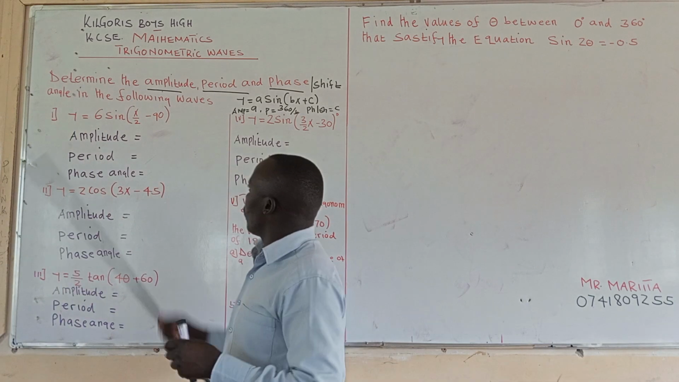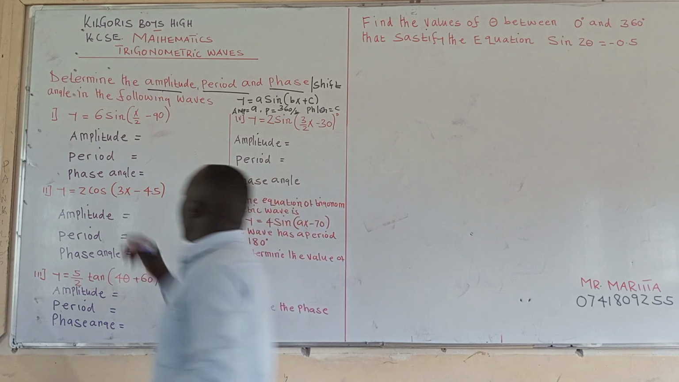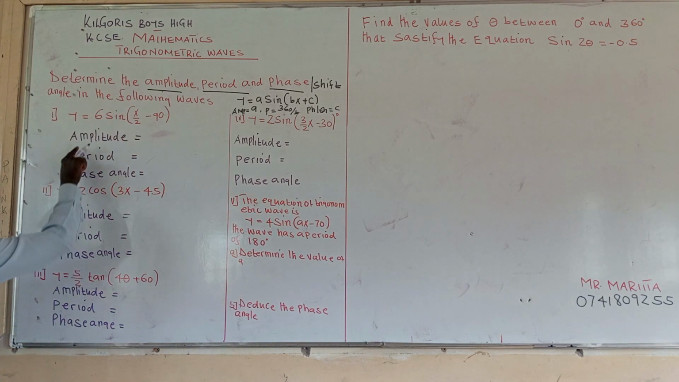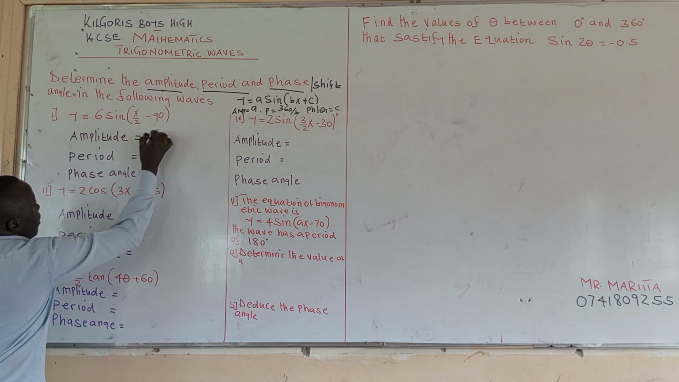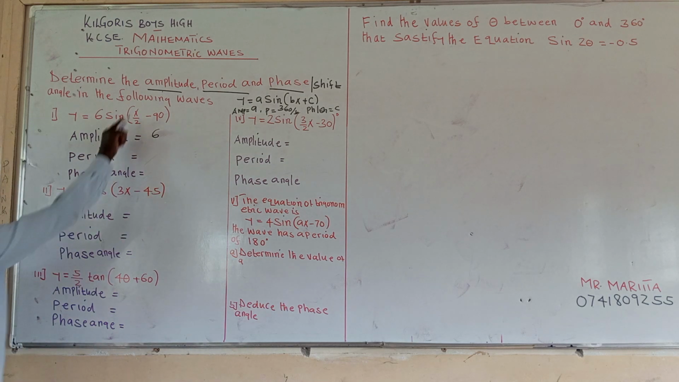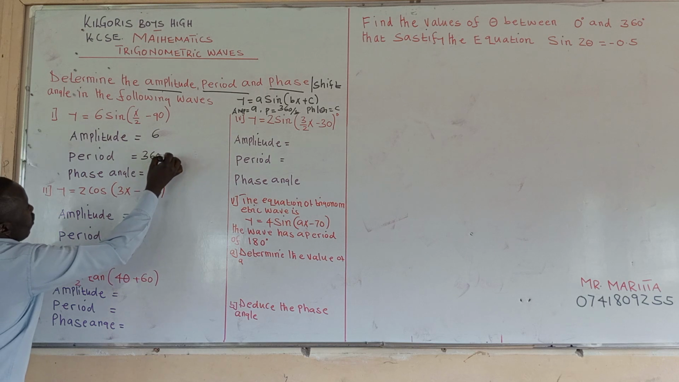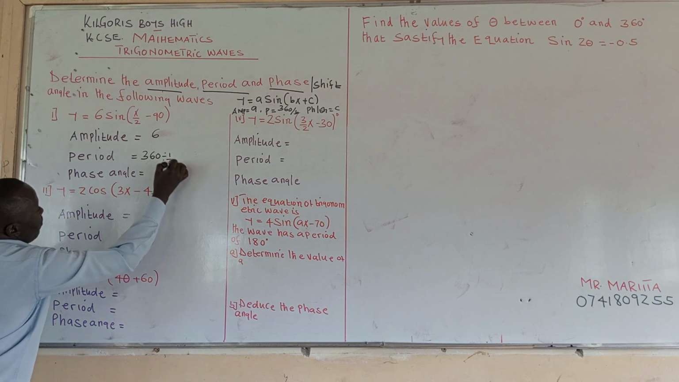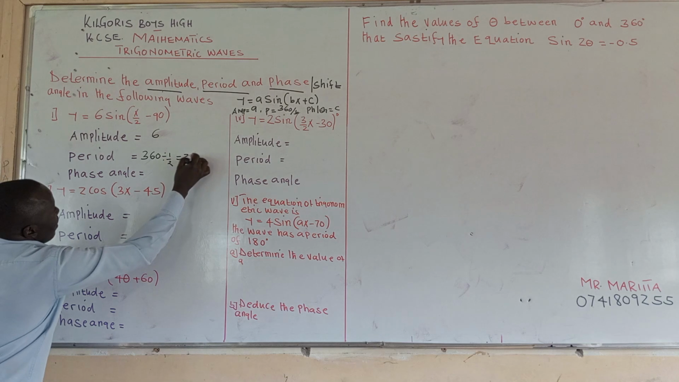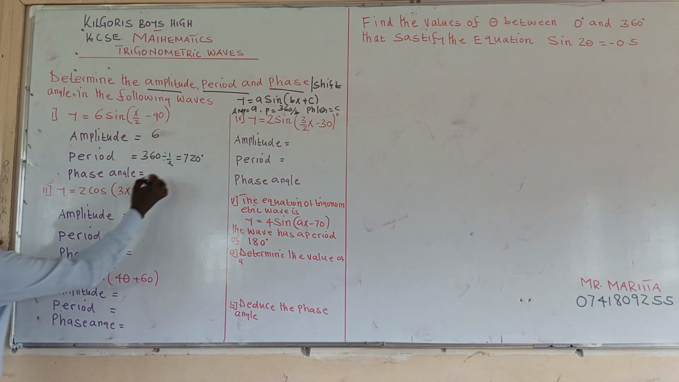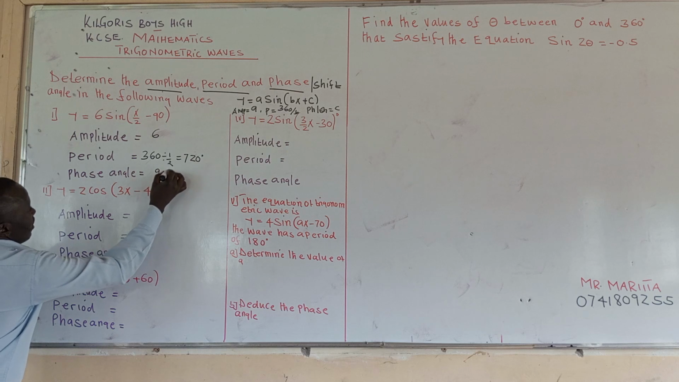So very fast, y is equals to 6 sine half x minus 90. Amplitude is equals to 6. Period is equals to 360, we divide by a half, and this is giving us 720 degrees. The phase angle or the shift angle is equals to 90 degrees.